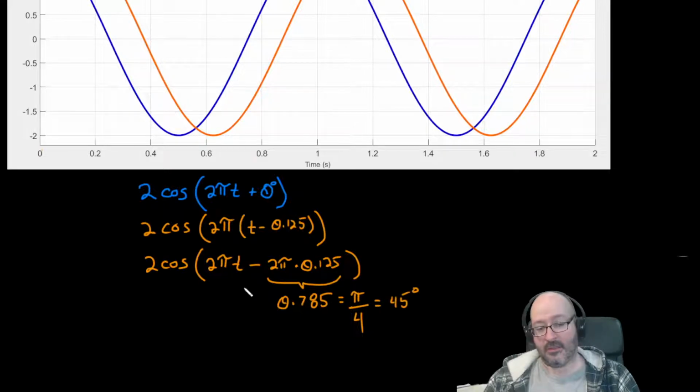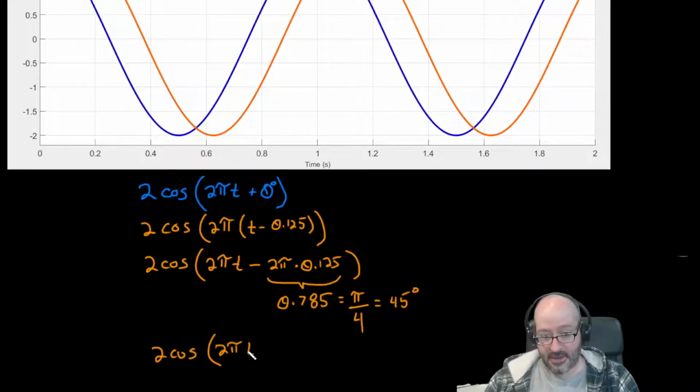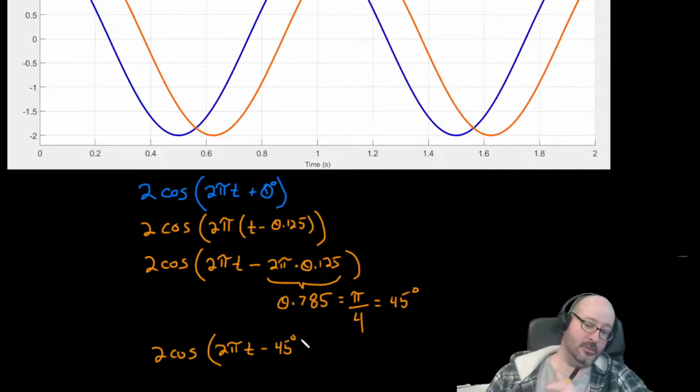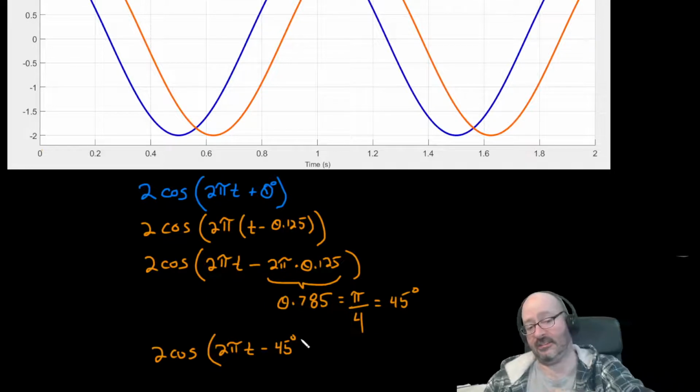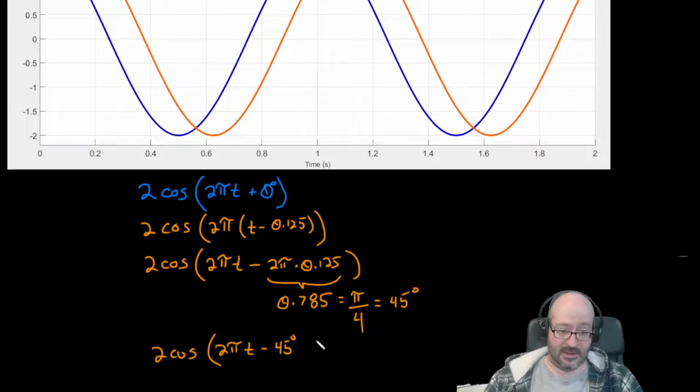But I got this negative sign out here. So let's write this all together. 2 cosine 2 pi t, and it's minus 45 degrees. The minus because we shifted to the right. If we shift to the left, then it's going to be a positive. But distribute that out and keep the sign, and you'll be okay.